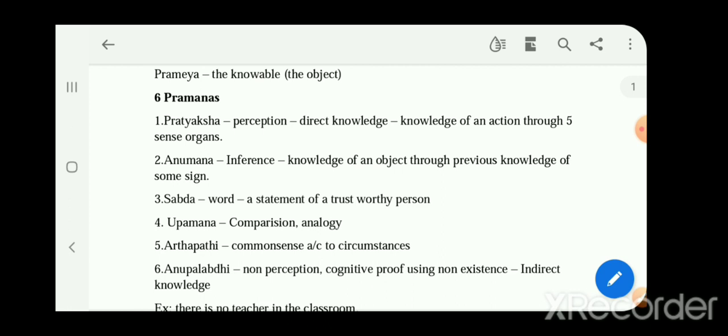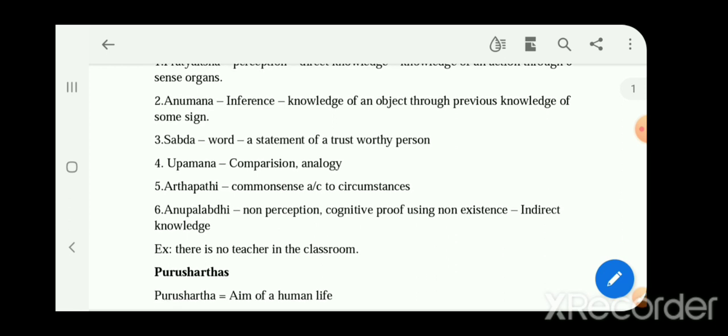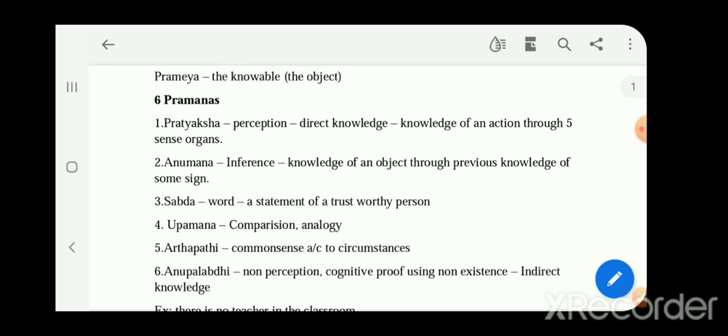And the last one is anupalabdhi. Anupalabdhi means non-perceptual knowledge. It is knowledge of something which does not exist. I'll give you an example. It's an indirect knowledge. In a classroom, a teacher is not there. The person is not there and you got that knowledge. Okay, the teacher is not there in that classroom. That knowledge you got, of what does not exist over there, is anupalabdhi. So all these are the six pramanas.